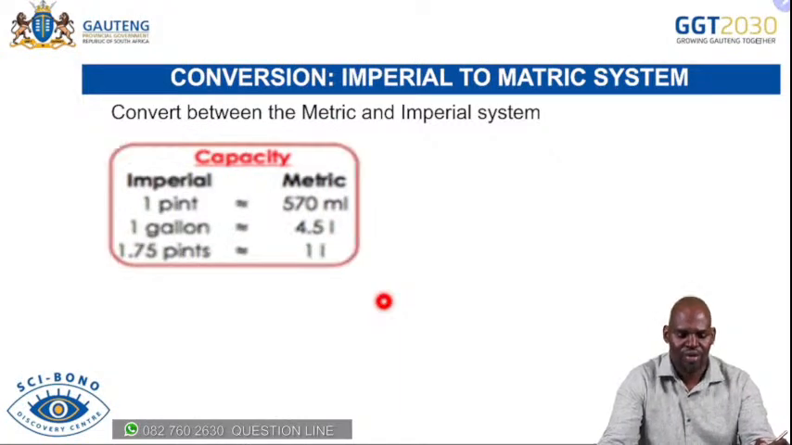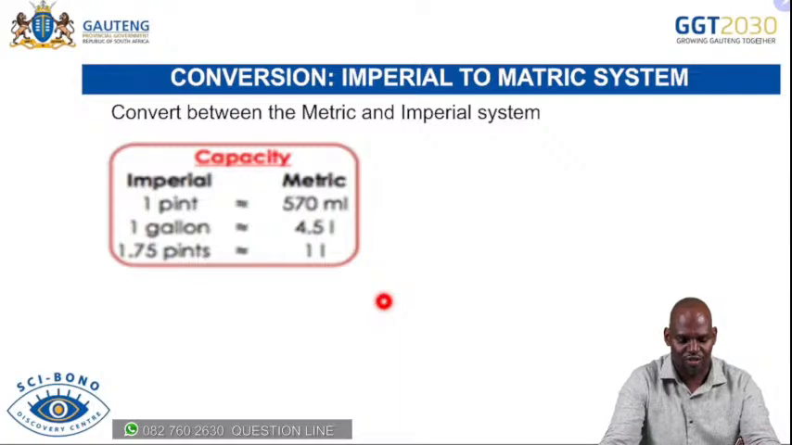And then again, we've got capacity. We've got the first one there, 1 pint is 570 milliliters. 1 gallon is equal to 4.5 liters. So again, if you have to convert from a gallon to liters, then you're going to multiply by 4.5, and then the opposite. Then look at this one, 1.75.